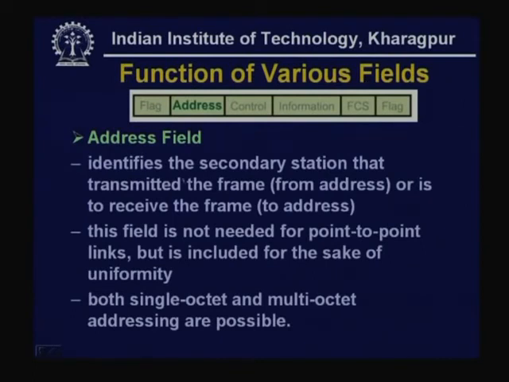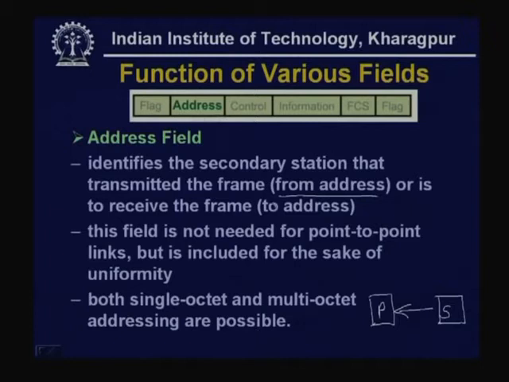This address field identifies the secondary station that transmitted the frame. That means, whenever a secondary station sends a frame, it gives its own address, that is known as the from address. Whenever it is going from a secondary to a primary, then it is called the from address. That means, where it is coming from is provided as part of this address.